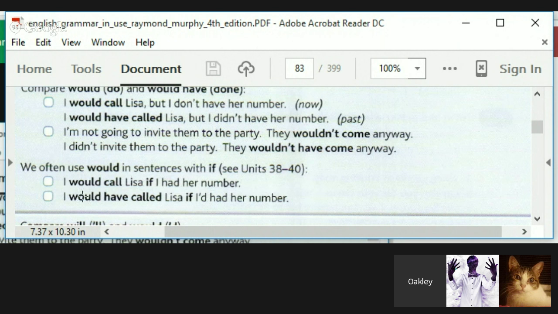You are correct. So you have the past form of the modal, would have called, and the if clause had, which is in fact past perfect. Not simple past, like the second conditional, but actually the past perfect form. If I had her number, very good. You are absolutely correct. Okay, and that is the third conditional. So what is used in the second and the third conditional? Second conditional to talk about the present or the future. Third conditional talks about the past. Okay.